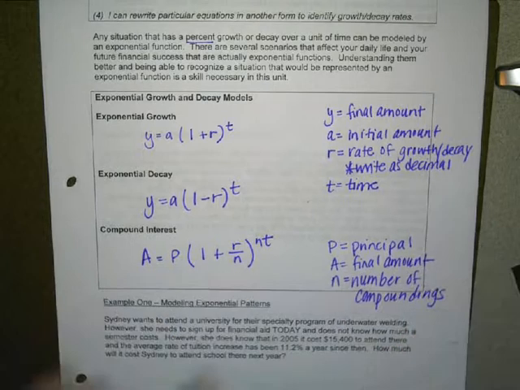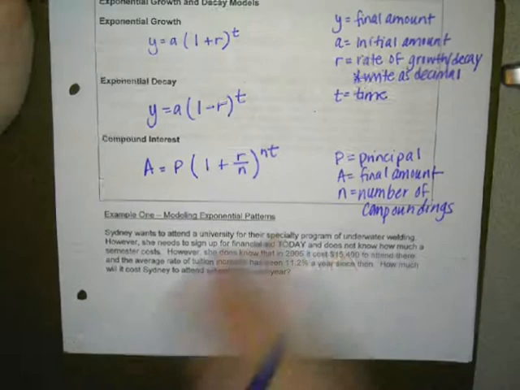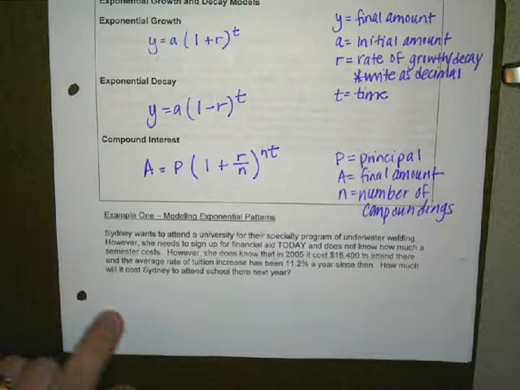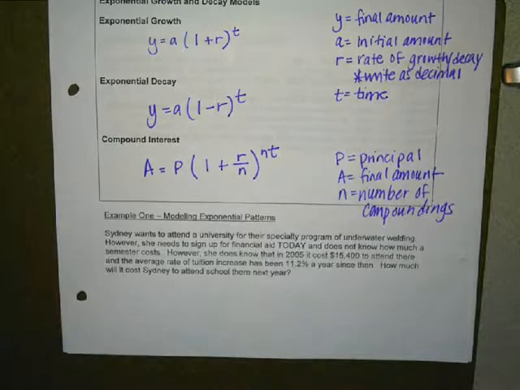Okay, so let's get right into it. Example 1. Sydney wants to attend a university for their specialty program of underwater welding. However, she needs to sign up for financial aid today and does not know how much a semester costs. She does know that in 2005 it cost $15,400 to attend there, and the average rate of tuition increase has been 11.2% a year since then. How much will it cost Sydney to attend school there next year?